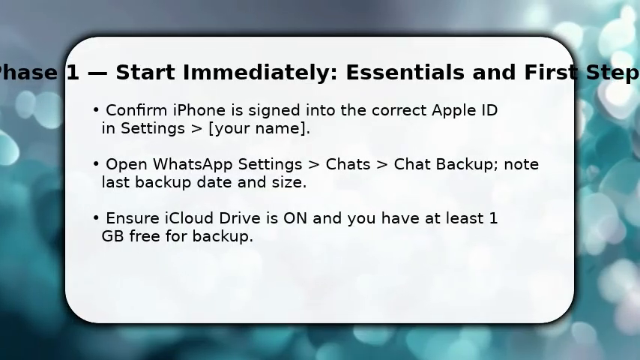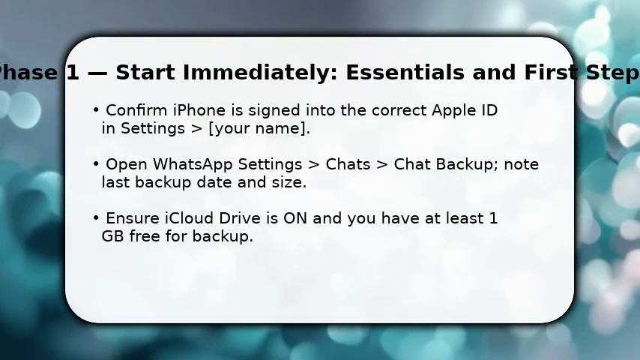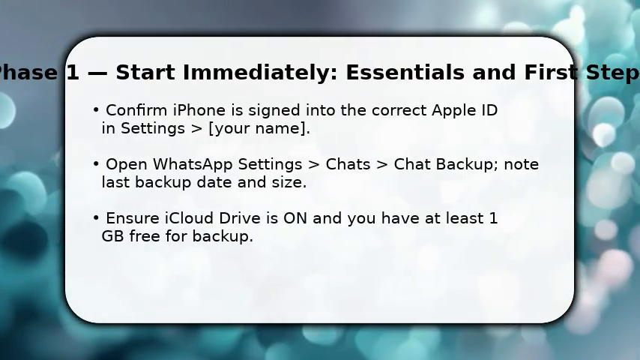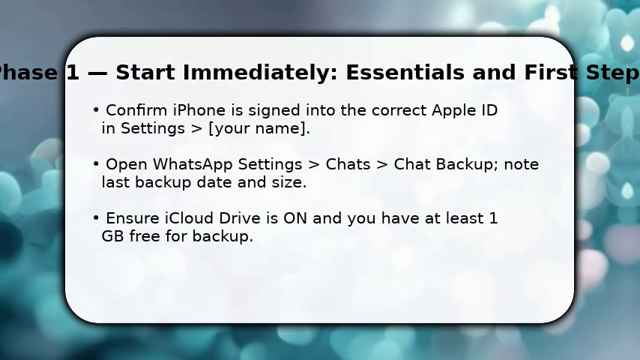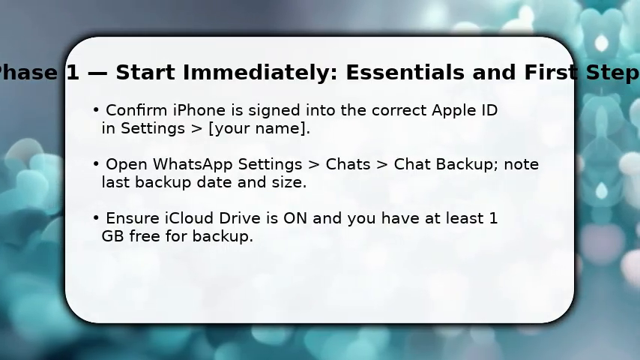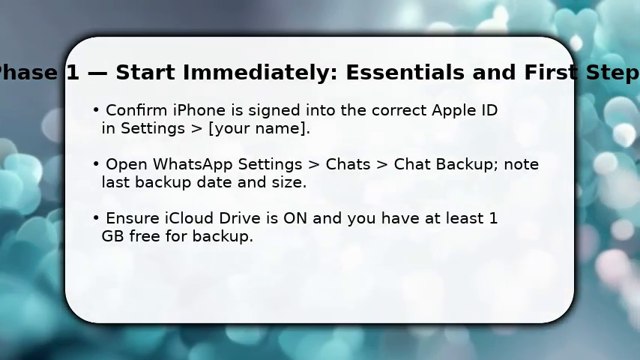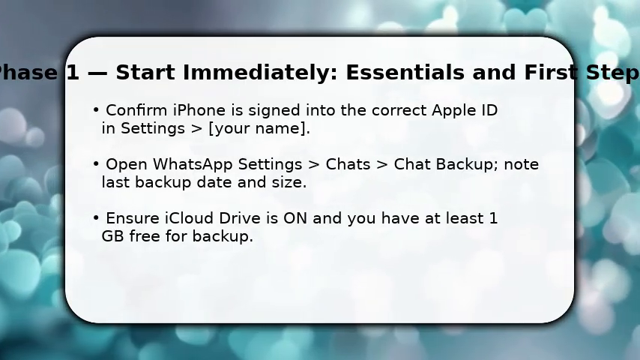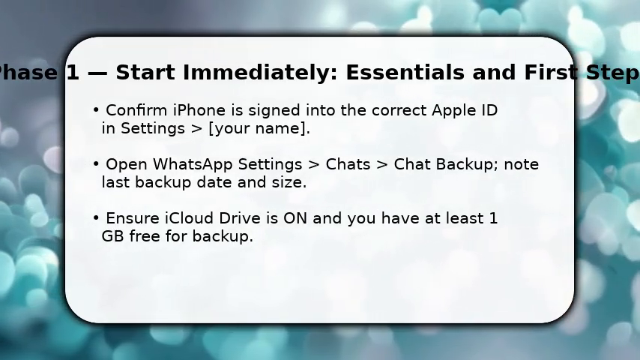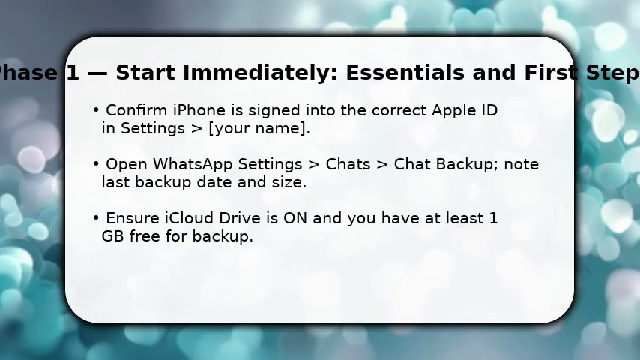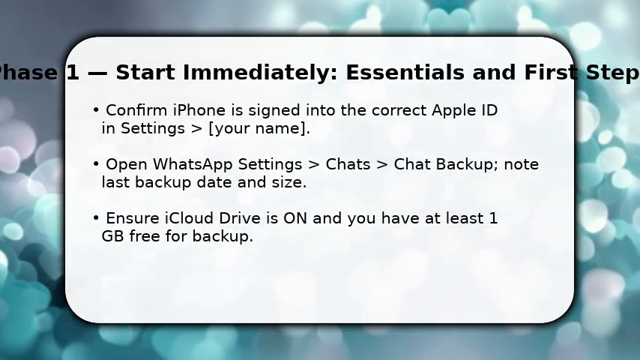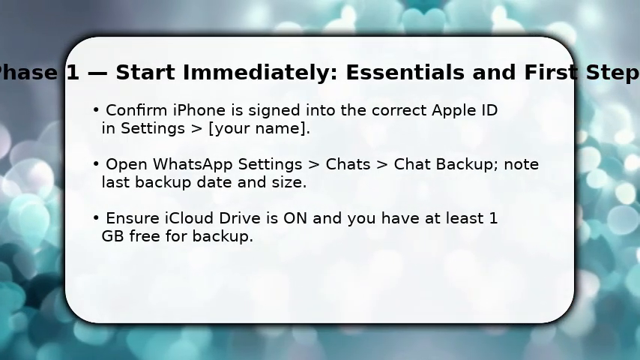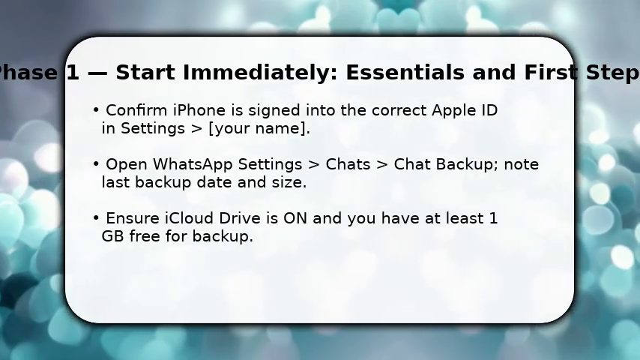You start by verifying accounts and permissions. This is why it matters. WhatsApp stores backups in iCloud Drive tied to your Apple ID. Once done, open Settings to confirm iCloud Drive is enabled and that your iPhone uses the Apple ID that holds the WhatsApp backup. Then go straight into WhatsApp, tap Settings, Chats, Chat Backup, and note the last backup date and file size so you know if the backup you'll view is current.